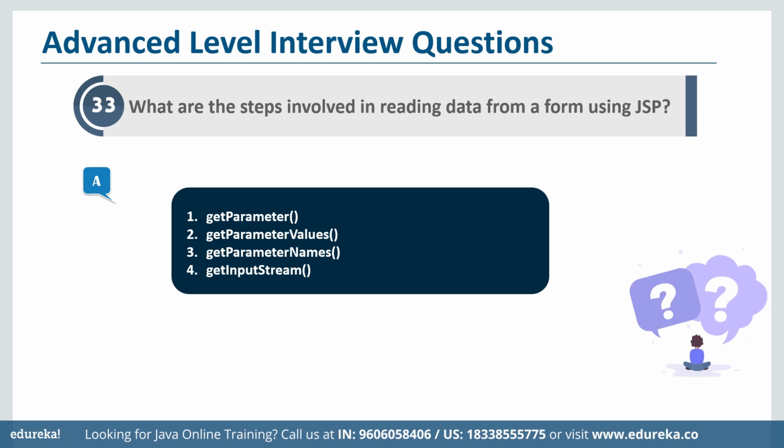The request.getParameter method is called to get the value from the form parameter. Next, we have the getParameterValues method. This method is called if the parameter appears more than once and returns multiple values. Next, we have getParameterNames. This method is called if the user wants a complete list of all the parameters in the current request. And finally, the getInputStream method. This method is used to read the binary data stream coming from the client.